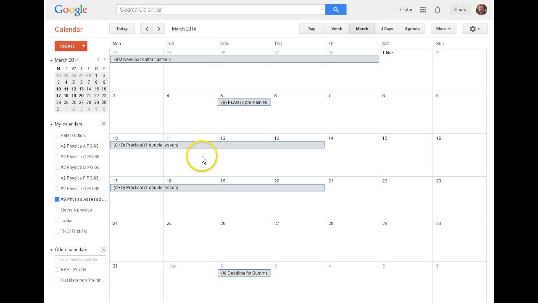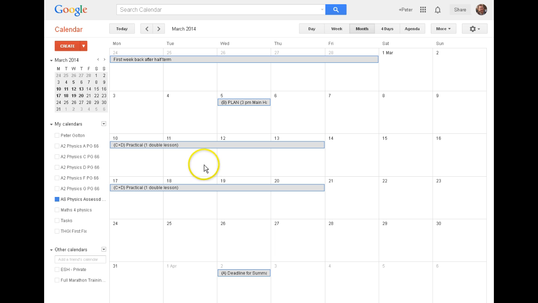The reason for this is that we don't have enough space in the lab for all 24 students to do the practical at the same time, so half will do it in the first week between the 10th and the 13th of March, and the other half will do it in the second week between the 17th and the 20th. In the week that you're not doing a practical, you'll be set some work to do.